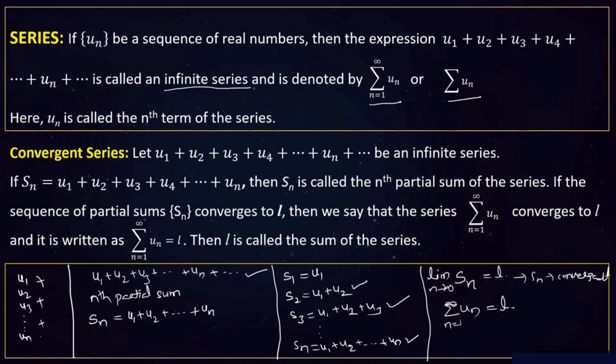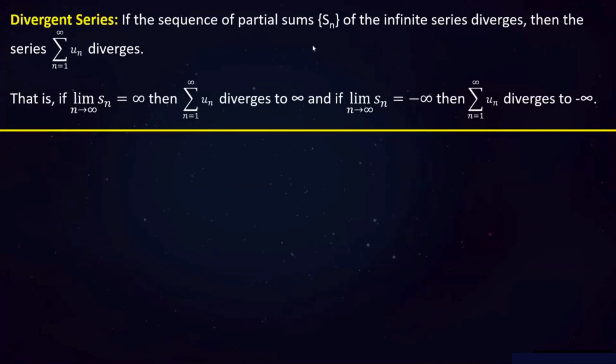To define convergence of a series, we need to first take the sequence of partial sums. If that sequence of partial sums converges to a finite value, then we can say the series is also convergent. Otherwise, it is a divergent series. When the sequence of partial sums does not converge to a finite value, the sequence is divergent, and obviously the series is also divergent. The sequence may approach plus infinity or minus infinity, and accordingly the series also diverges to plus infinity or minus infinity.